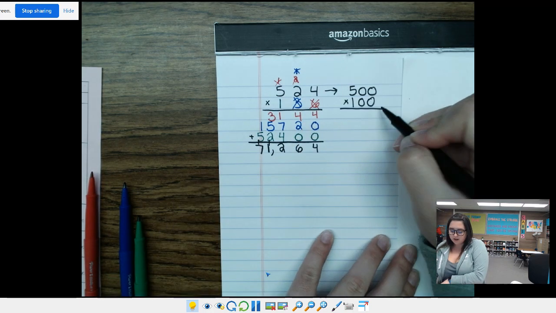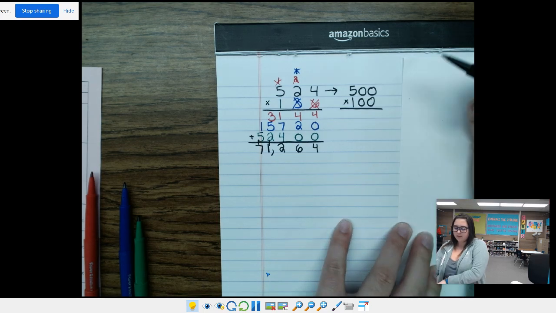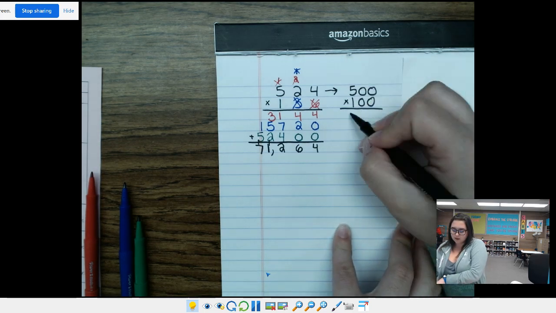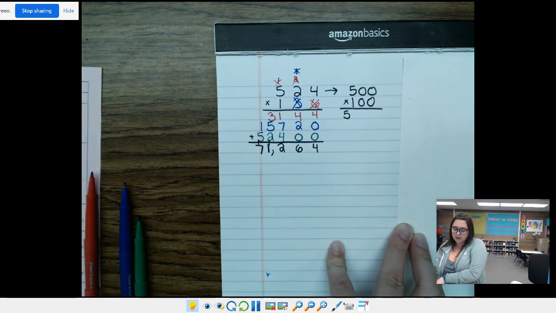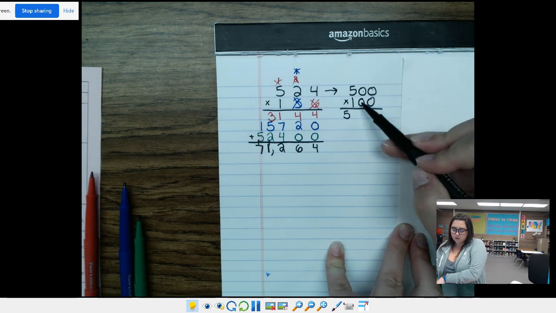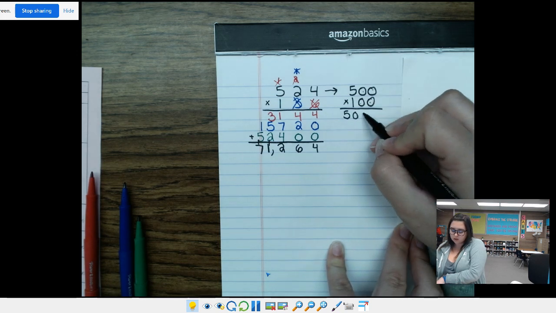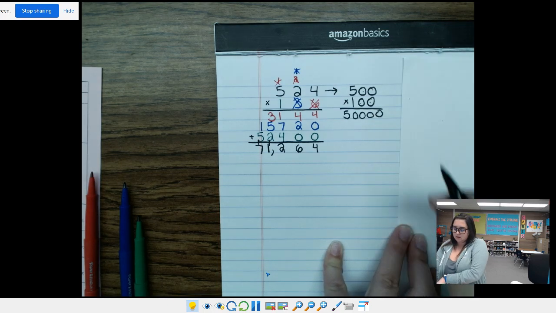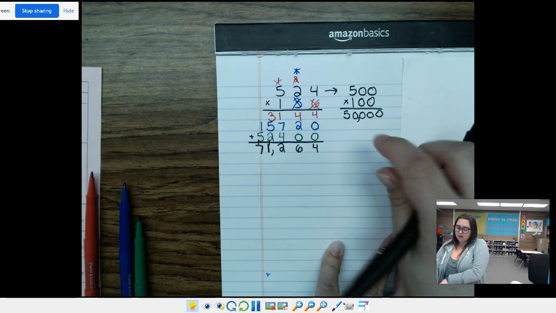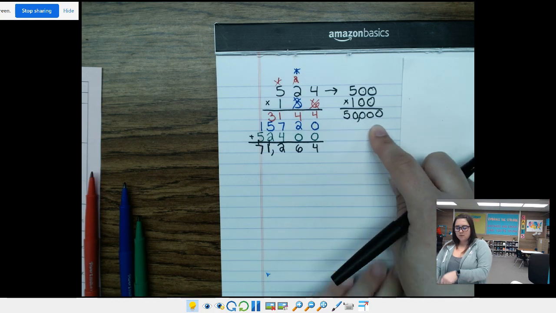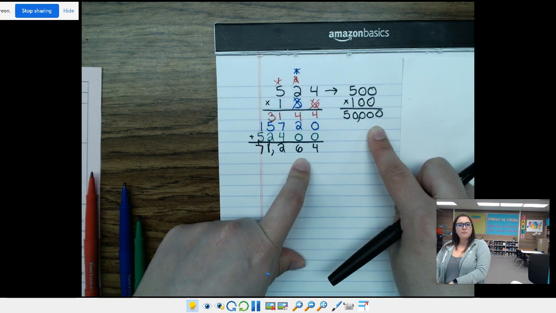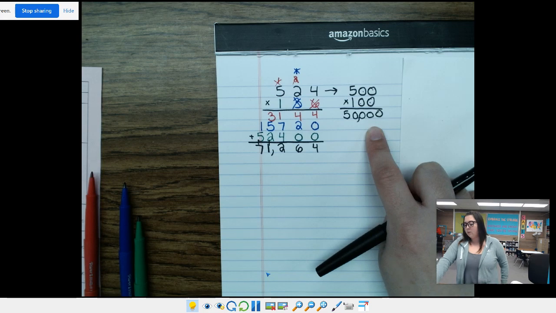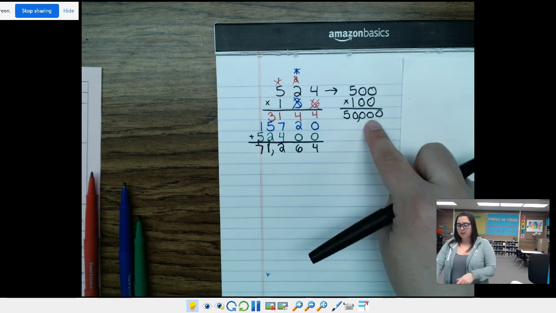So if I'm multiplying 500 times 100, I could think of it like 5 times 1 is 5. And I have 1, 2, 3, 4 zeros. So is 50,000 close to 71,000? In these terms, I would say yes. Our answer is pretty close.